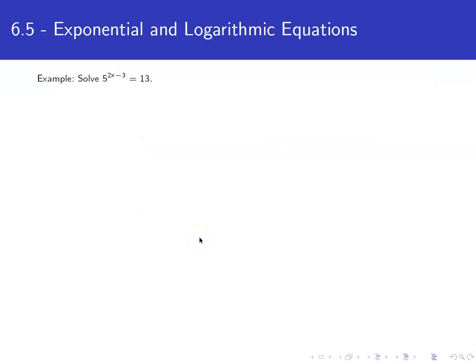All right, let's see if we can solve equations of this type. Say we want to solve 5 to the 2x minus 3 equals 13. We're going to use the equivalent logarithmic form to write this as a logarithmic expression rather than an exponential equation. Basically, I'm taking the log base 5 of both sides. I'm doing the inverse of 5 to a power. The inverse of 5 to a power is the log base 5 of that.